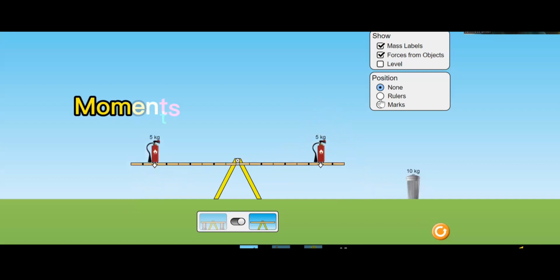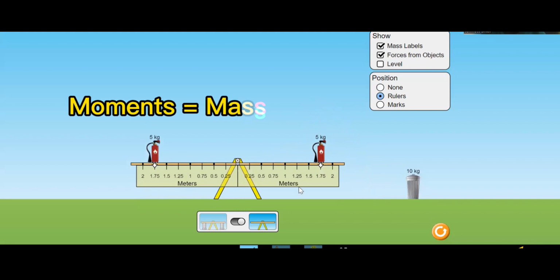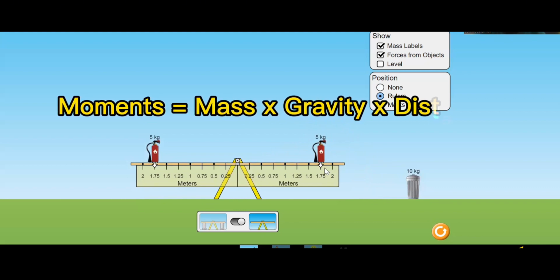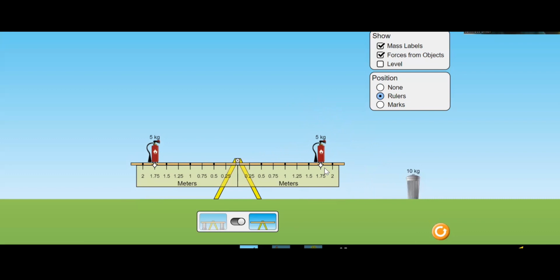Now, how do we find moments? Moments is calculated by multiplying the mass times the gravity, so that gives us the force that the object has, multiplied by the distance it is away from the pivot point. So in this case, the distance of the right side is 1.75. The distance of the left side is 1.75. They both have the same mass, so they will both weigh the same amount, and hence they will be positioned at the same distance to make it equilibrium.